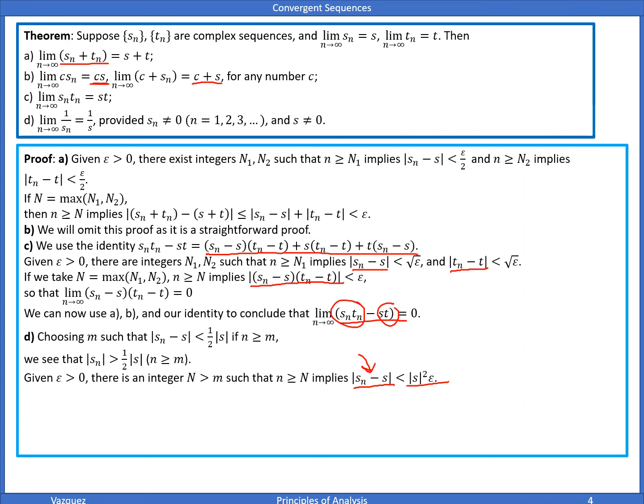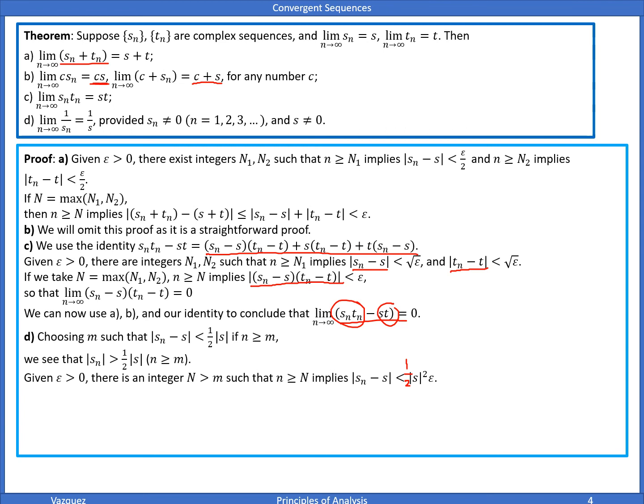No, that doesn't look right. Let me do the algebra. Give me 1 second. Okay. No, yes. This is almost right. This should be less than 1 half of S squared times epsilon. And again, try to do some algebra to verify this.